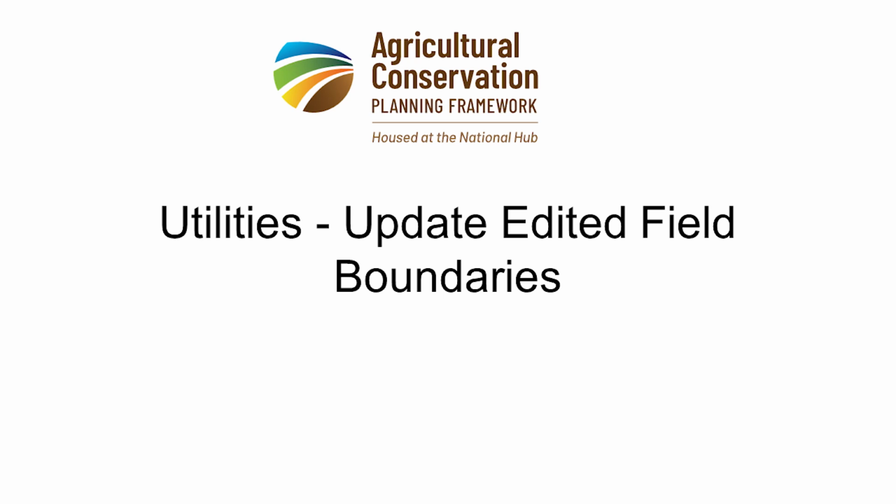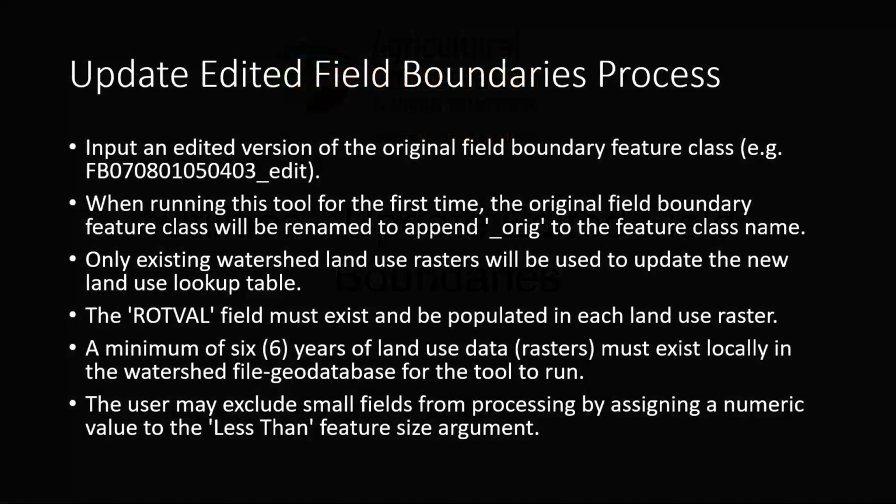The relationship between the field boundary feature class and the land use lookup tables requires a one-to-one relationship based upon the field boundary ID field. If the field boundary feature class is edited, this relationship will be corrupted. The Update Edited Field Boundaries tool will rebuild the land use lookup tables based on the contents of an edited field boundary feature class using the NASS CDL rasters present in the watersheds file database.